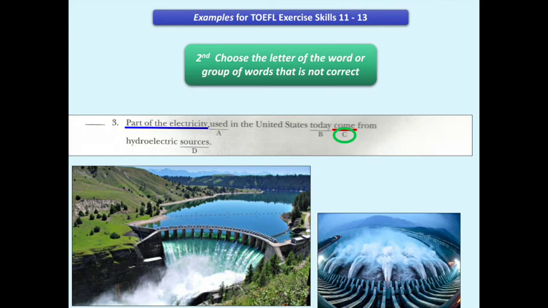So we're going to circle it. This is the error. The correct verb should be "comes." Electricity comes. Singular subject, singular verb. Remember, in present simple, you have the S at the end of the verb for singular subjects.